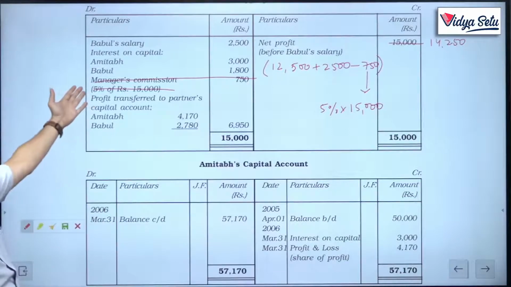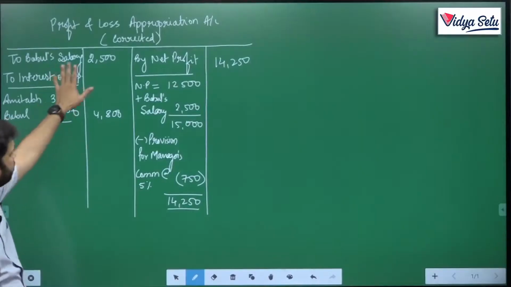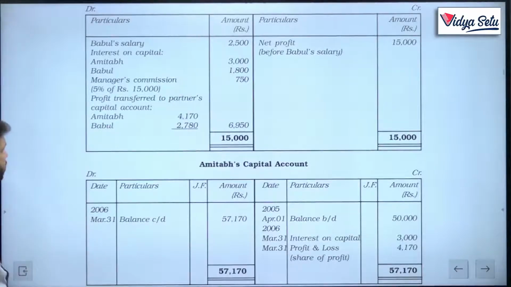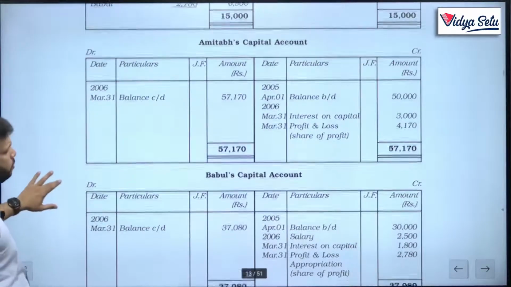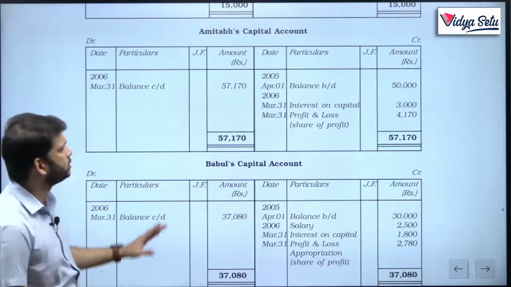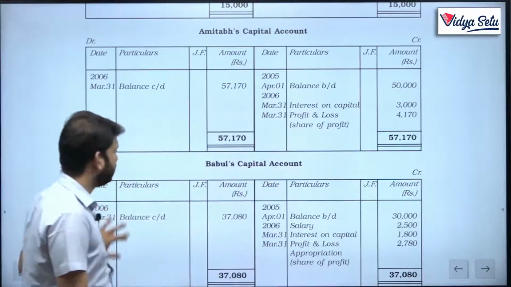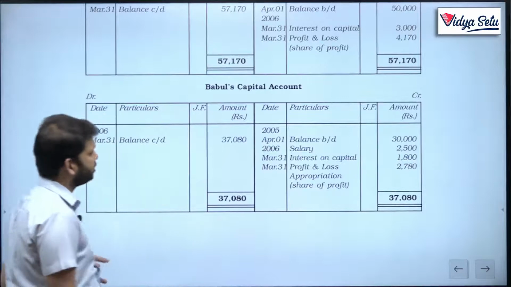I am just giving you time either to make the correction here, or you can make the P&L appropriation account again. I think it will be better if you do all these things here. Now, Amitabh's capital and Babul's capital: what we learned is that we will make a combined capital. The question has given separate capitals. You already know all this: the balance, the interest on capital and the share of profit, balance carried down. Same way, balance, salary, interest on capital, share of profit and balance carried down.